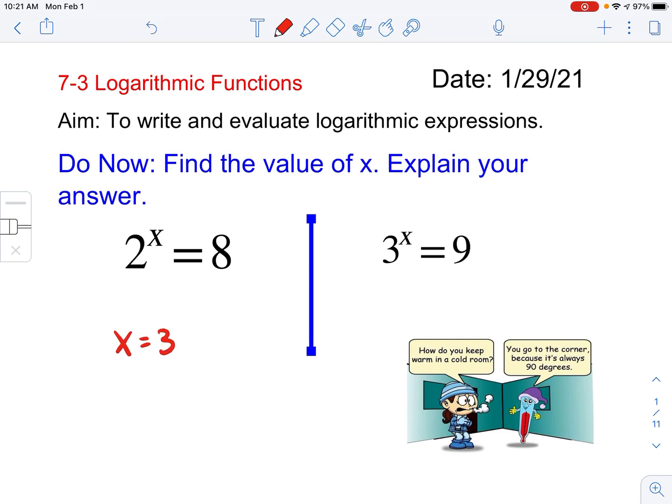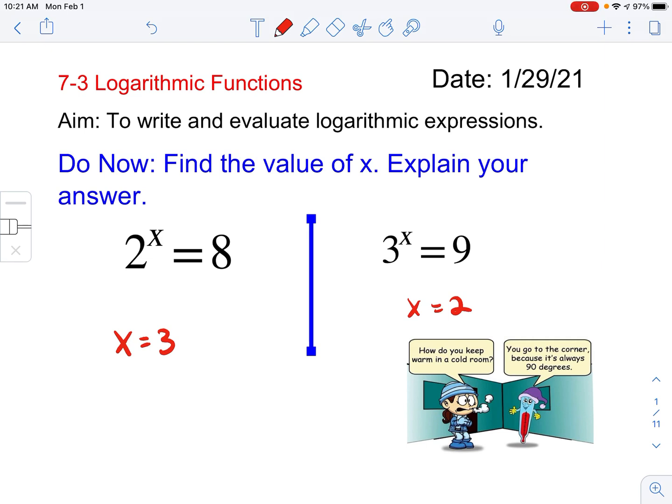Same thing for the second one. 3 to the x power is equal to 9. Okay? Well, what power of 3 will give us 9? We know that to be 2. Now these are ones that we know off the top of our heads because we know 3 squared is 9 and we know 2 to the third power is 8.